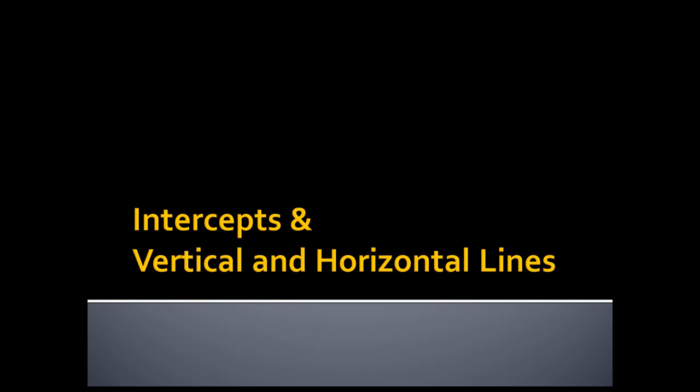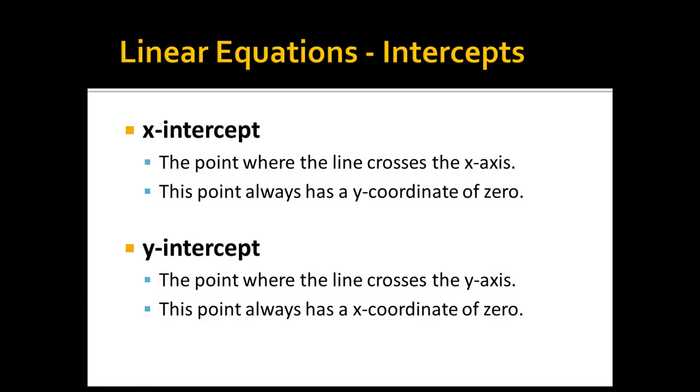In this video, we're going to take a look at intercepts, both x and y intercepts, and we're going to graph vertical and horizontal lines. When we refer to intercepts, we know we're talking about where a line intersects an axis. We're dealing with linear equations, so we're talking about the point where the line crosses the x-axis when we refer to the x-intercept. And when we mention the y-intercept, we're talking about where the line crosses the y-axis.